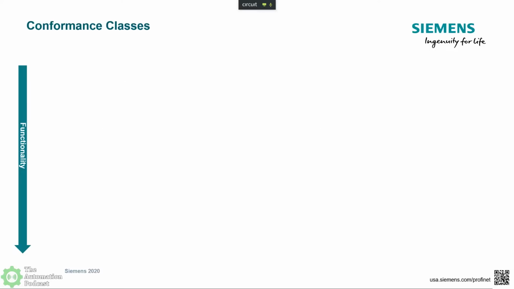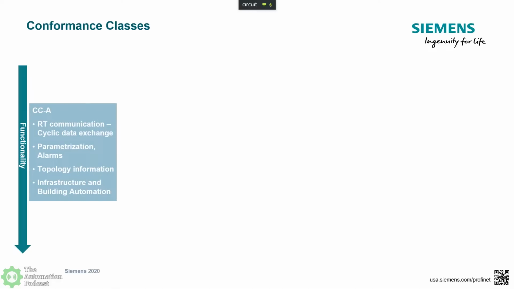So PROFINET defines its functionality within conformance classes. In conformance class A, devices support real-time cyclic data exchange as well as parameterization and alarms. It supports topology information, and conformance class A devices are commonly used in infrastructure and building automation.